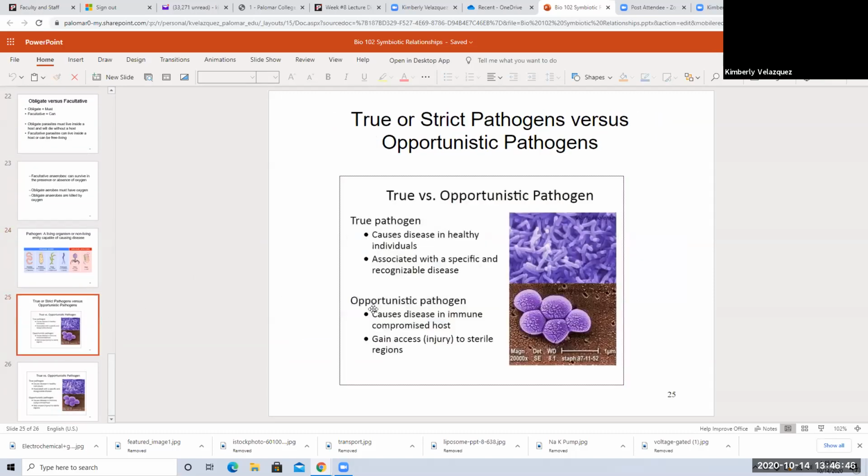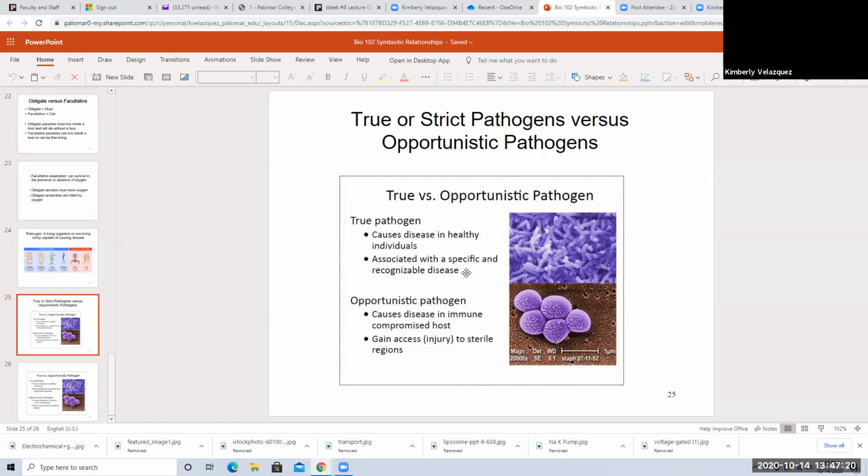And then not all organisms that are in the pathogen category always cause disease. So if you're a true pathogen, sometimes also called a strict pathogen, it means you always cause disease, even in healthy individuals. And you're very associated with a specific and recognizable disease. So if you're a bacteria that causes a specific disease, such as tuberculosis, and every individual who is infected with that bacteria is going to get the disease, then you are a true or strict pathogen.